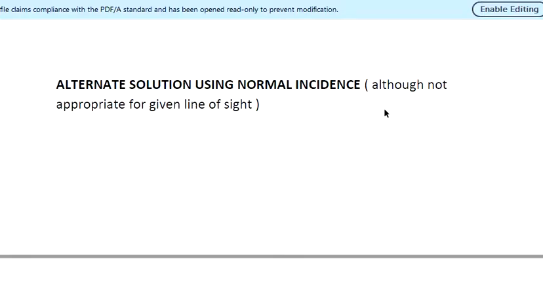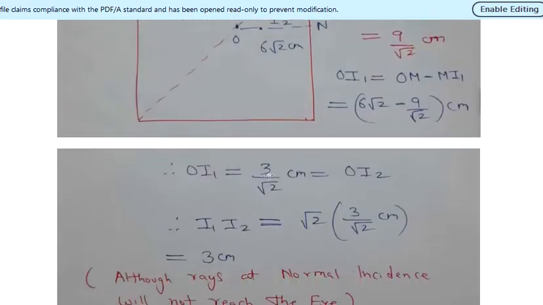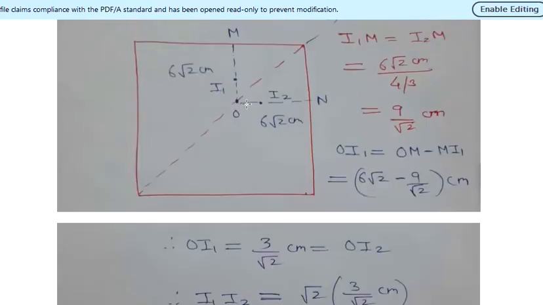Now alternate solution using normal incidence, although not appropriate for given line of sight. Here, if this is the object and this is the image I1, and if this is the object and I2 is the image, then I1M and I2N is the apparent depth. So it will be 6 root 2 centimeters real depth upon mu, so 6 root 2 centimeters upon 4 by 3, that will be 9 by root 2 centimeters. Now OI1 and OI2 will be OM minus MI1, so 6 root 2 minus 9 by root 2 centimeters. So OI1 will be equal to 3 by root 2 centimeters and that will also be equal to OI2.